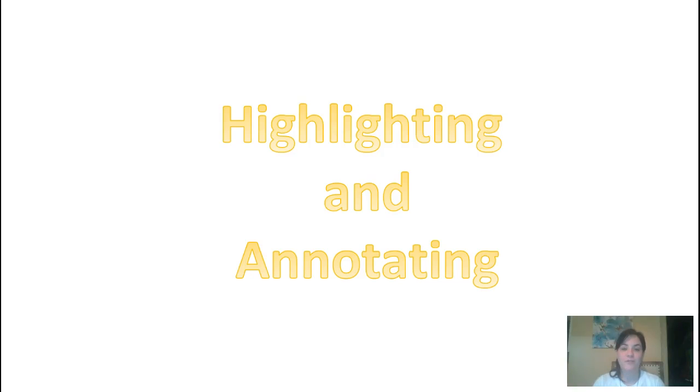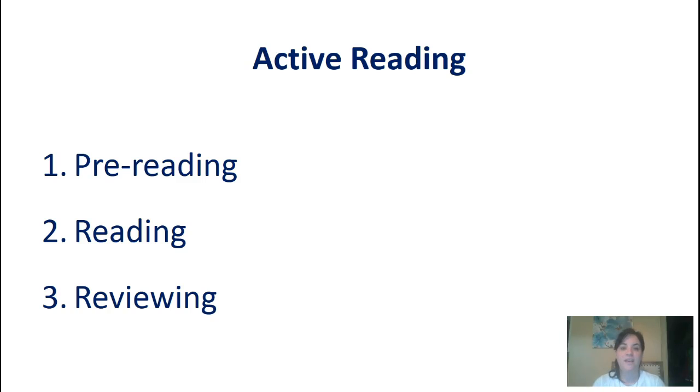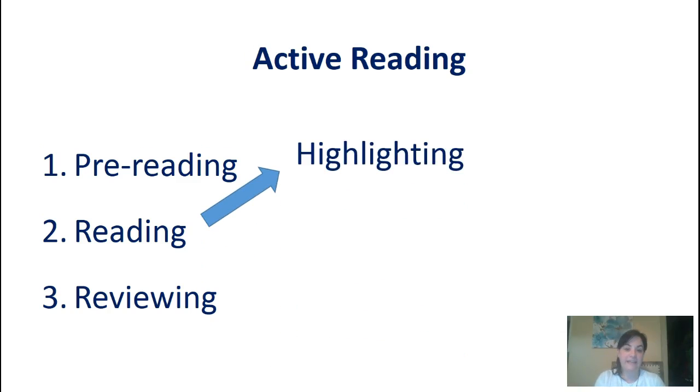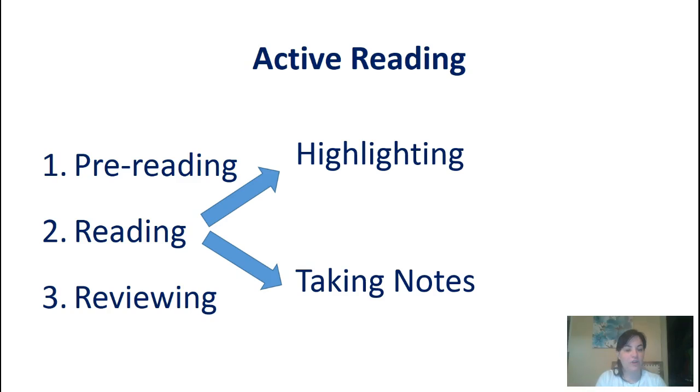This video is about the reading strategy of highlighting and annotating. In an earlier video, you learned about active reading, and the 3 steps to active reading are pre-reading, reading, and reviewing. You also learned that during the reading phase, you should be highlighting and taking notes from what you read. But exactly what are you supposed to highlight, and what notes are you supposed to take?